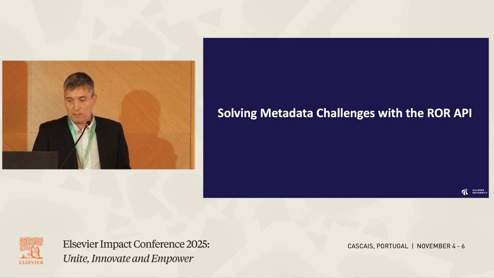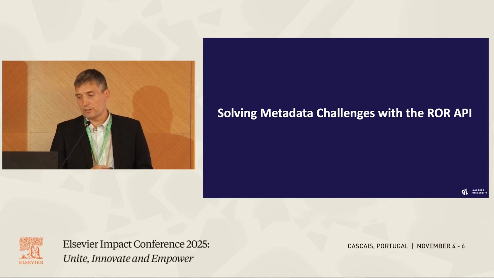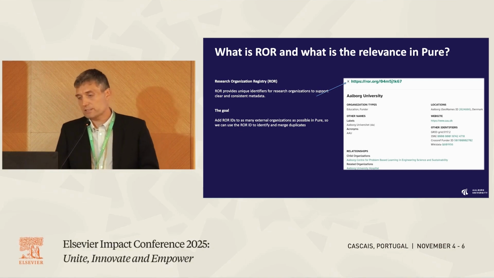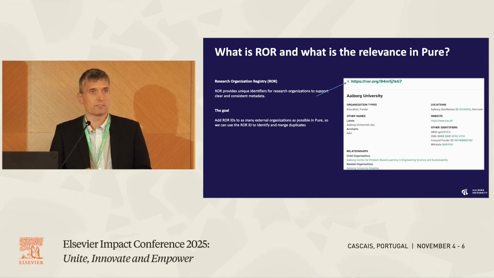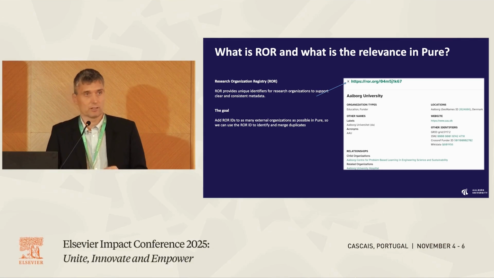So let's start by looking at ROR and how we can use that to improve data in Pure. For those of you who don't know ROR, it's an organization registry which provides a unique identifier for research organizations, government agencies, funders, and some companies as well. So it's like an ORCID just for organizations, basically.